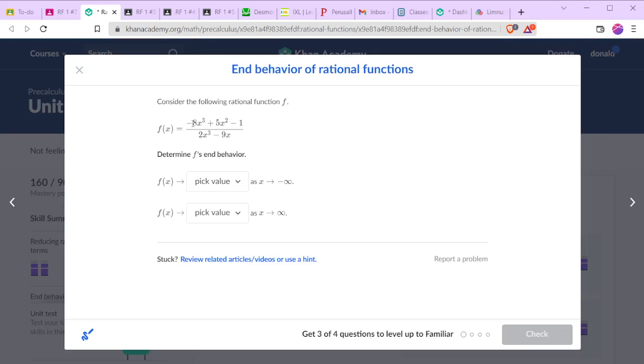So let's take a look at this rational function. We want to find the function's end behavior. Now again, the end behavior is what happens to this function when x goes to either positive or negative infinity.